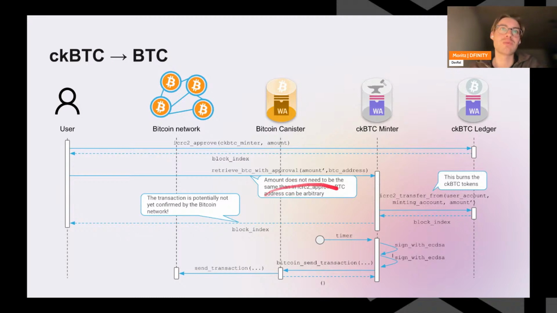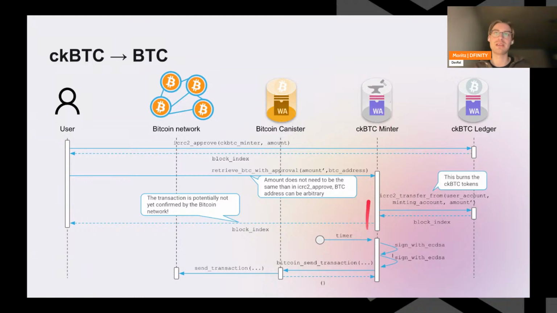And this is what's in this bubble here. It doesn't need to be the same as in the ICRC-2 approval. The Bitcoin address can be arbitrary. Yeah, that's another fact. You also say where you want to receive the Bitcoin to, right? You say to the ckBTC minter, I want, I don't know, 5 Bitcoin to this address.